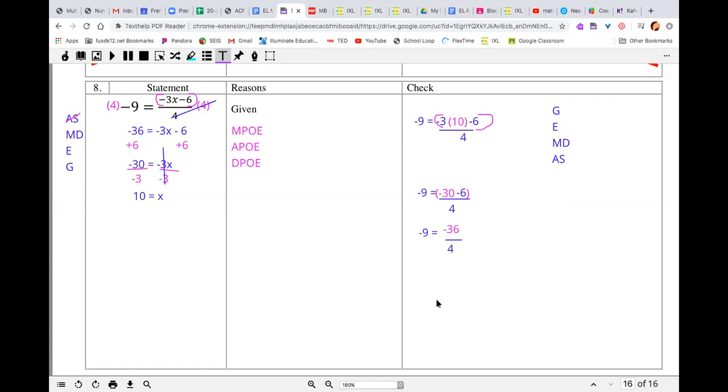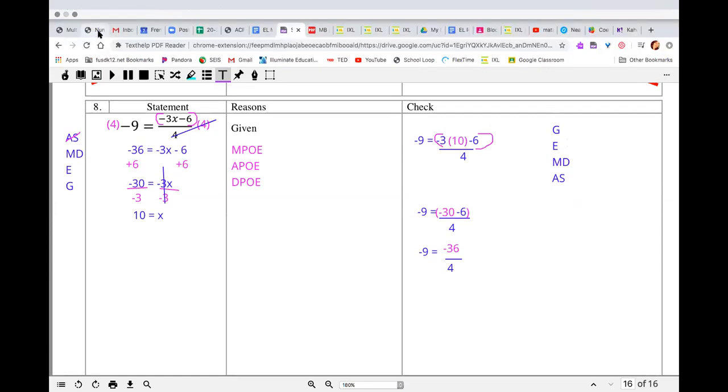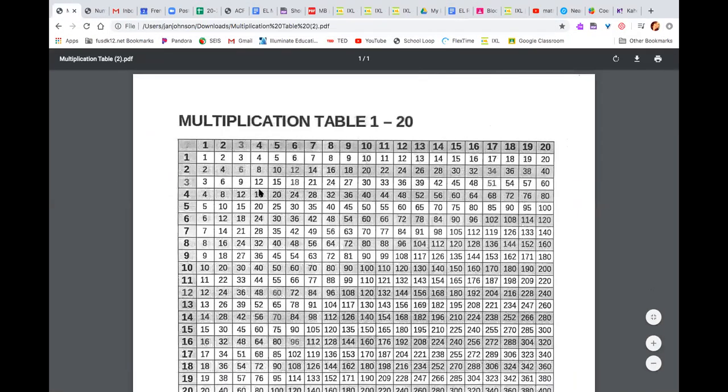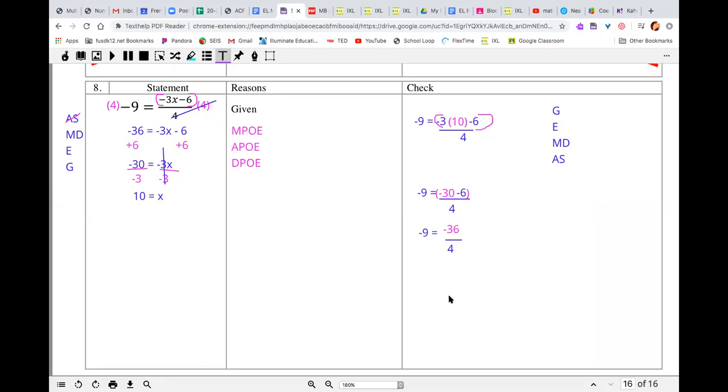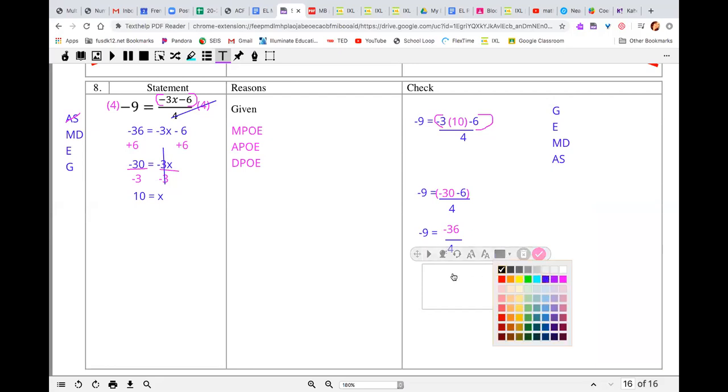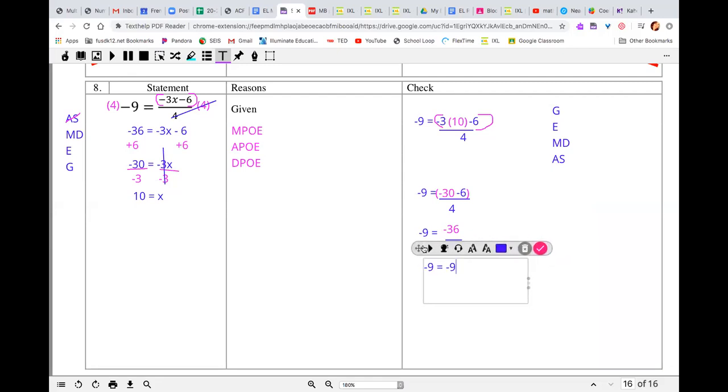Now I'm looking at negative 36 divided by 4. So 36 divided by 4 is 9, okay? And then a negative and a positive is? Negative. Okay. So we have negative 9 equals negative 9. All right, do they match? Yep. Woohoo, I'm done.